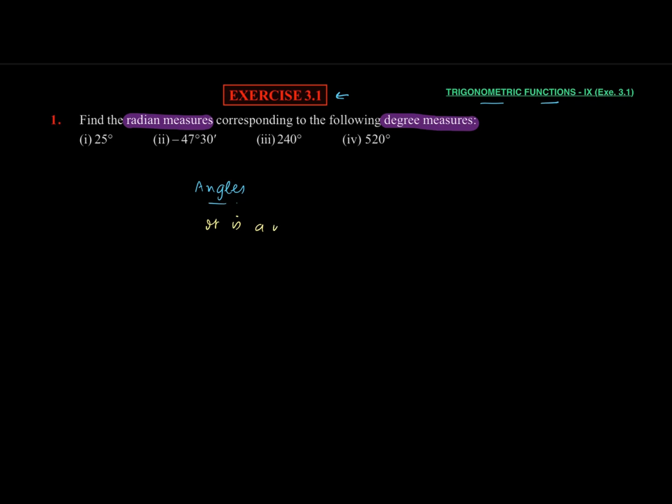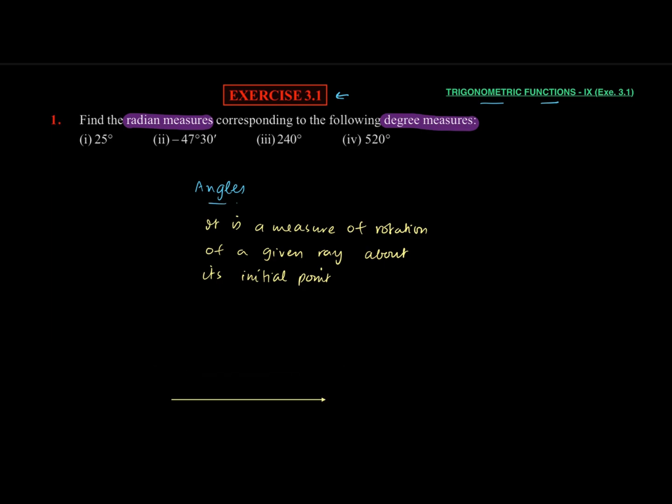An angle is a measure of rotation of a given ray about its initial point. So this is the definition of an angle. Now let us see how this definition works.